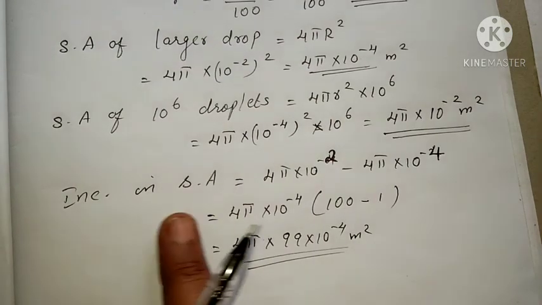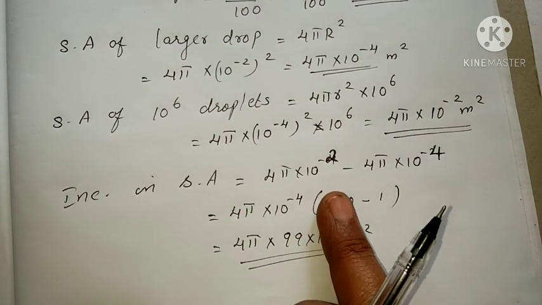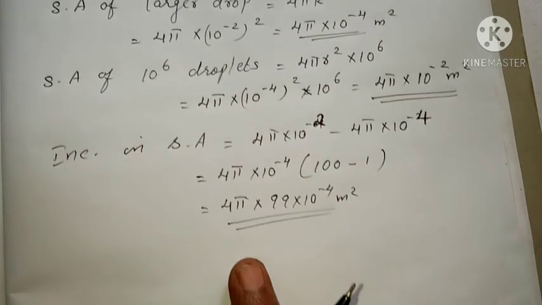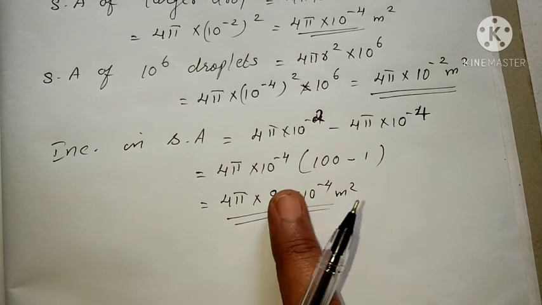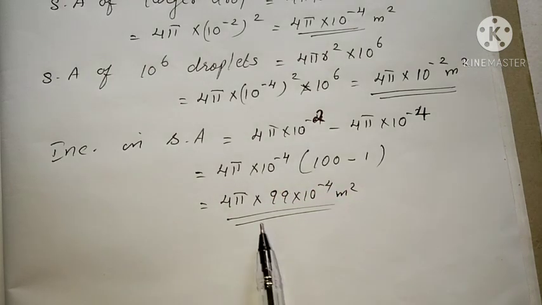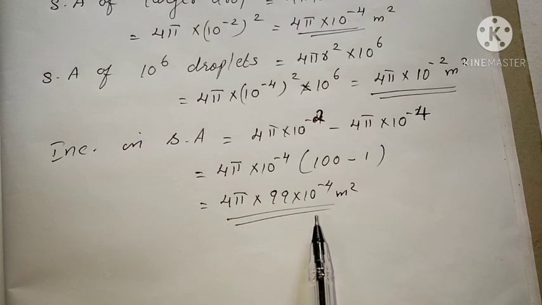So increase in surface area equal to 4 pi into 10 raised to minus 2 minus 4 pi into 10 raised to minus 4. So that we can write like this. That is 4 pi into 10 raised to minus 4 into 100 minus 1. So we get the answer 4 pi into 99 into 10 raised to minus 4 meter square.